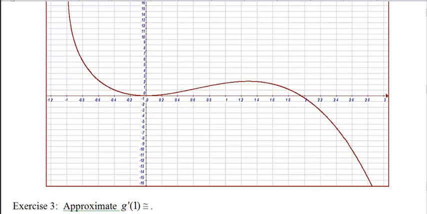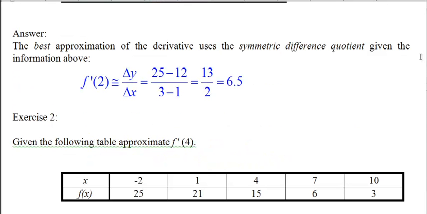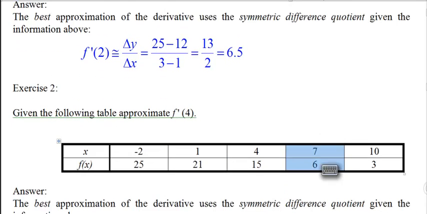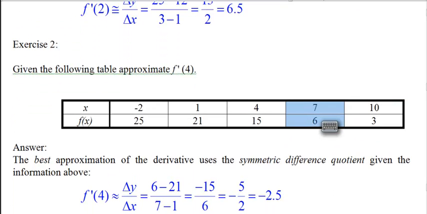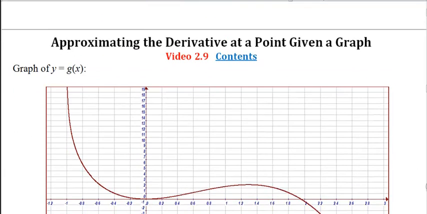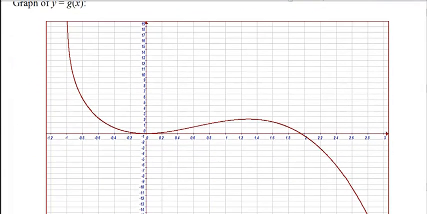Well, we've already remembered how to approximate from a table. Let's review that real fast. So if we have a function given by a table and we want to find f prime at 4, we just did a symmetric difference quotient by going either side and using the slope formula. Like that. Now, we can do the same thing here.